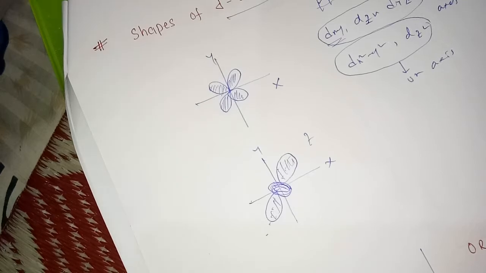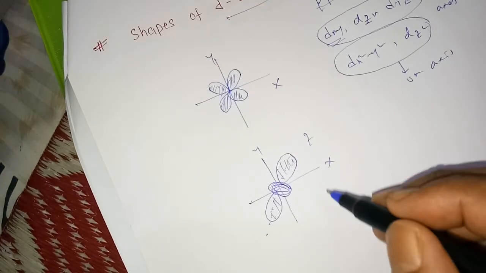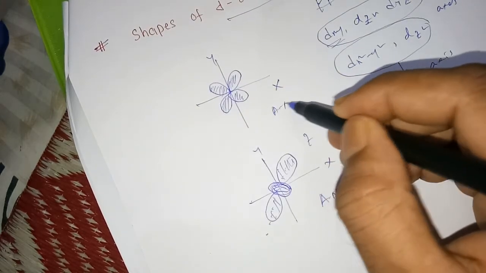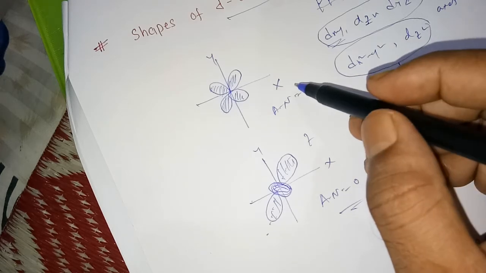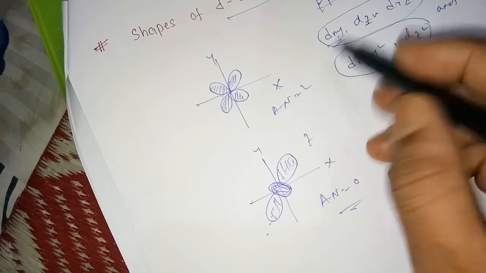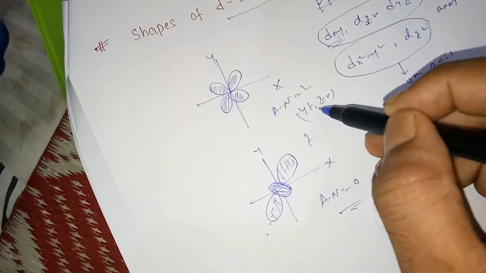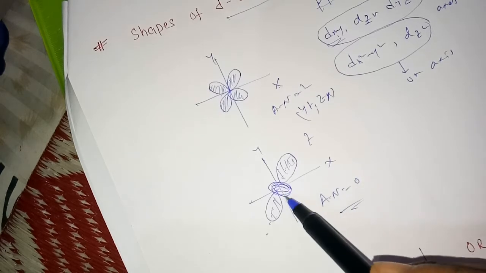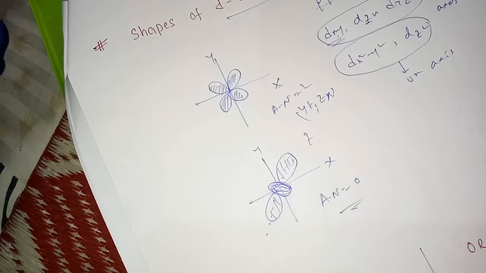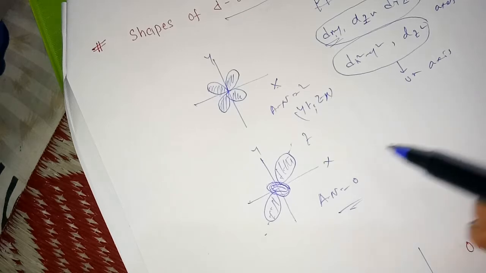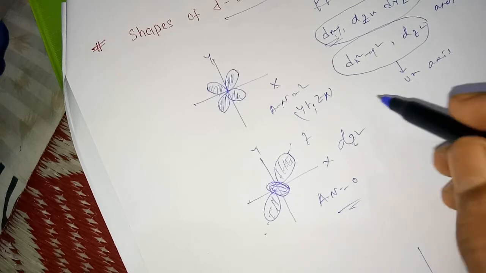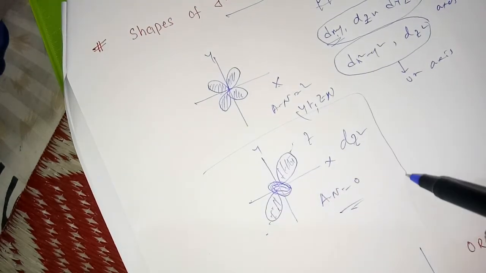In this one the angular node becomes 0, but for the rest of the orbitals the angular node becomes 2. If I consider the xy plane, then the yz and zx planes are the angular nodes. Here the angular node is 0 because this ring touches the other two planes. So remember, this is the only d orbital with 2 lobes. This is your dz square. So this one is important.